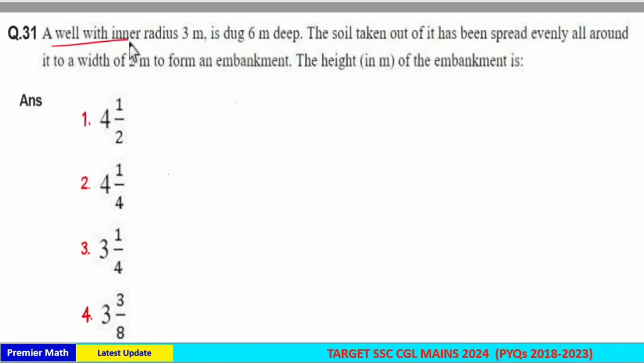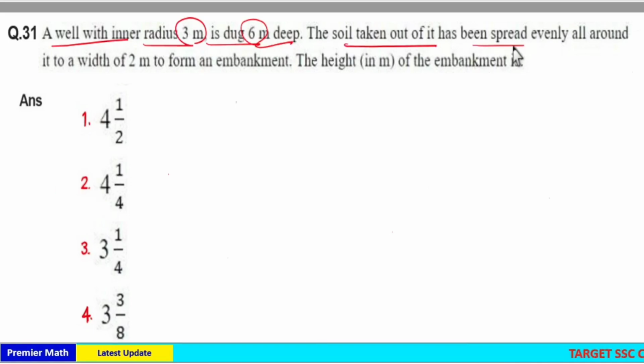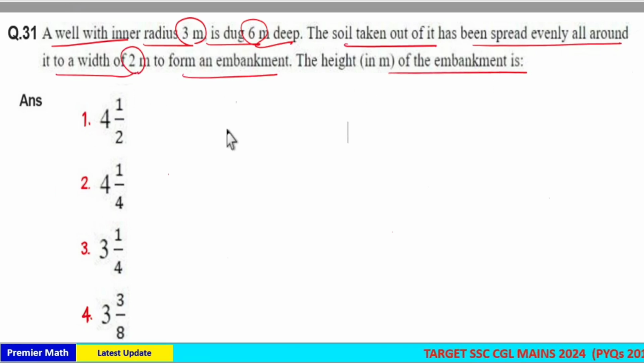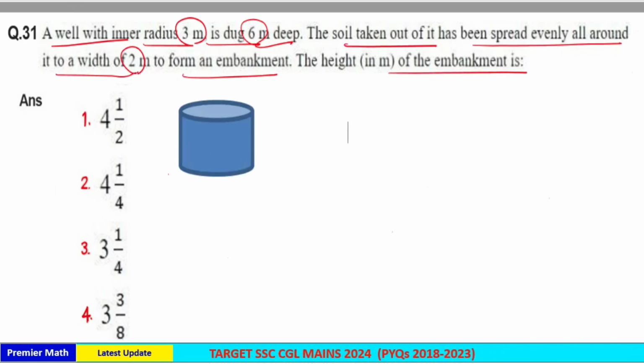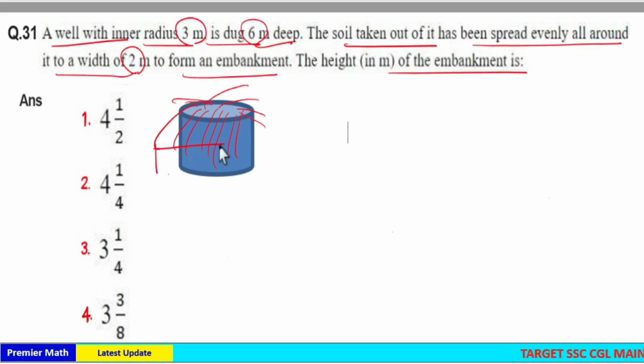A well with inner radius 3 meters is dug 6 meter depth. The soil taken out of it has been spread evenly all around to a width of 2 meter to form an embankment. The height of the embankment is? Here, this is the well you are creating. While creating this well, you have to pour this inside soil to outside of this well. So this pouring soil create an embankment around this well. Now width of the embankment is given as 2 meter and you have to find the height of this embankment.